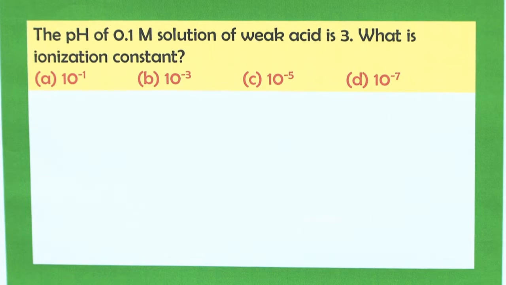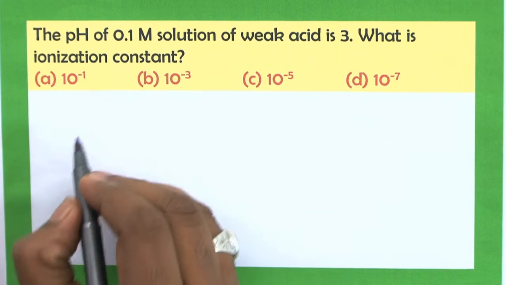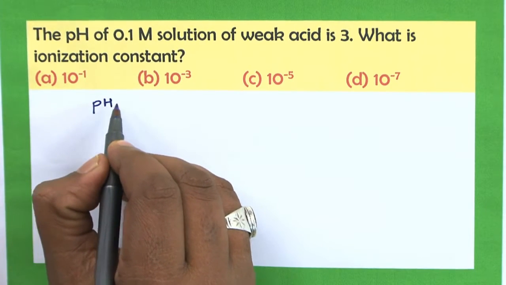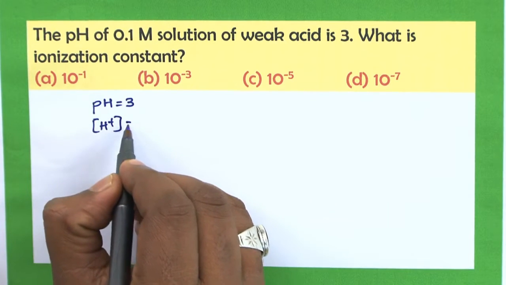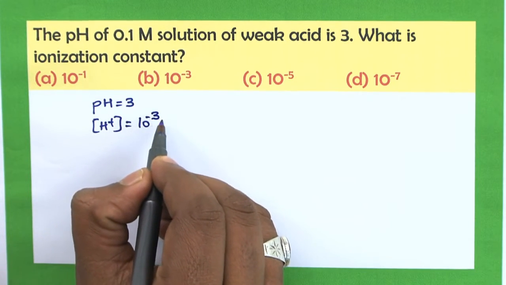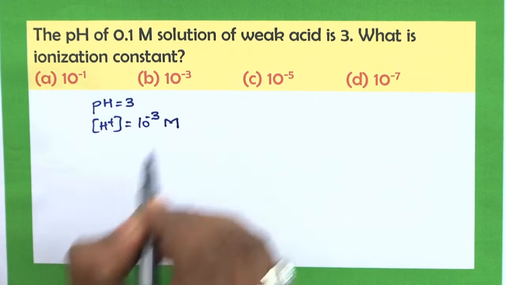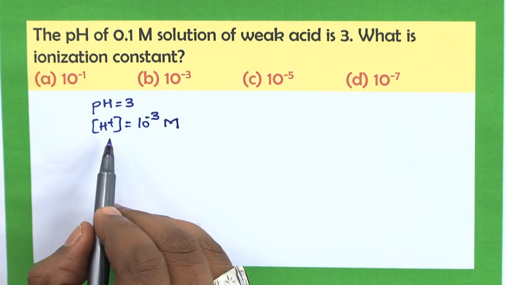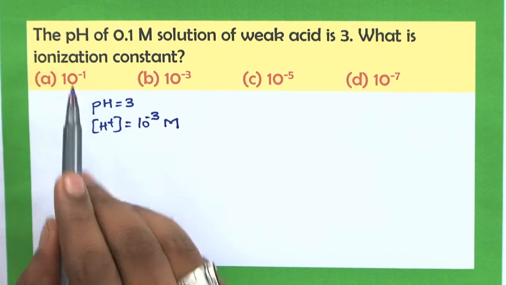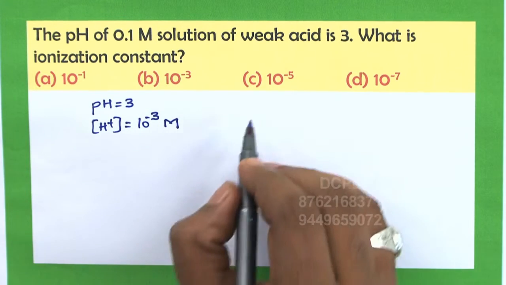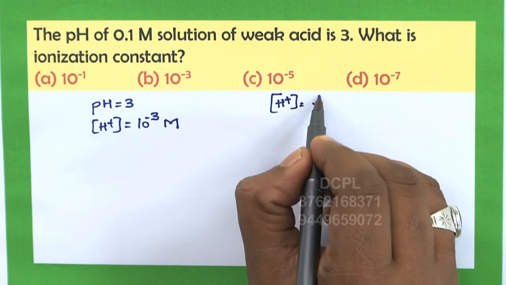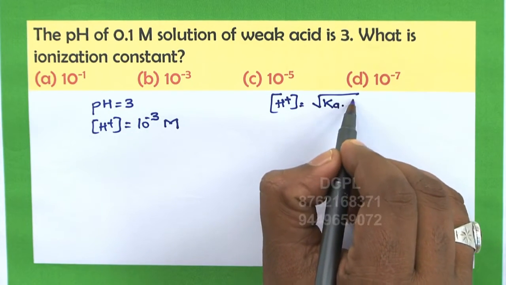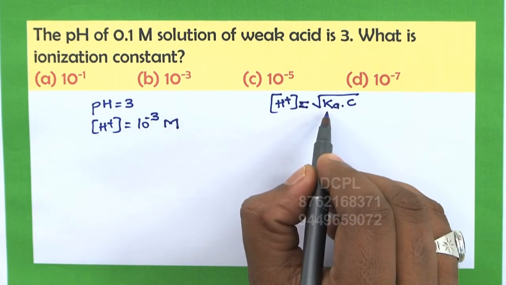Let us start the solution of this. Now, they have given us pH of the solution is 3. pH 3 indicates the H plus ion concentration should be equal to 10 to the power minus 3 molar or mole per liter. We know that H plus ion concentration is related to ionization constant for a weak acid as H plus ion concentration is equal to root of Ka into C. Now, we require the value of Ka.